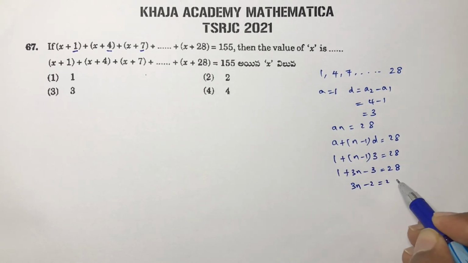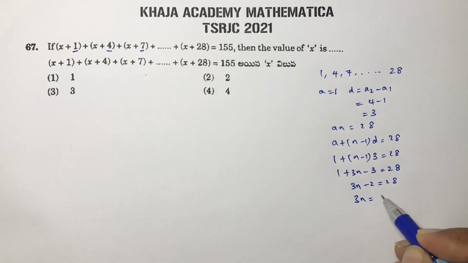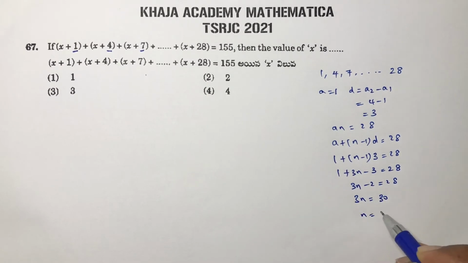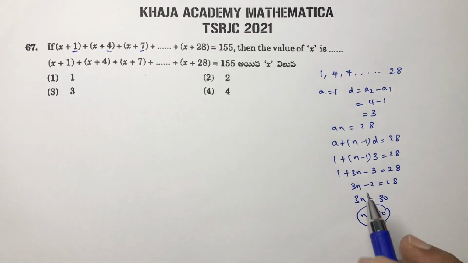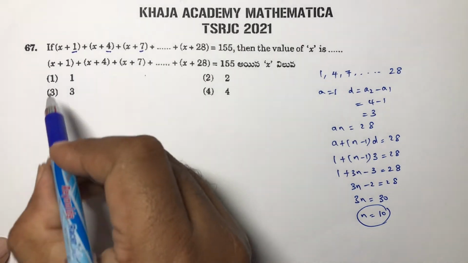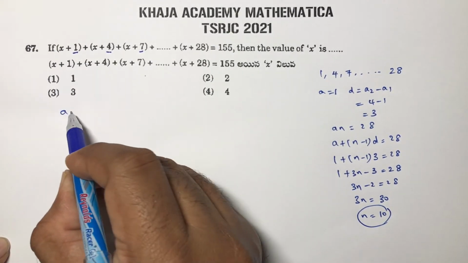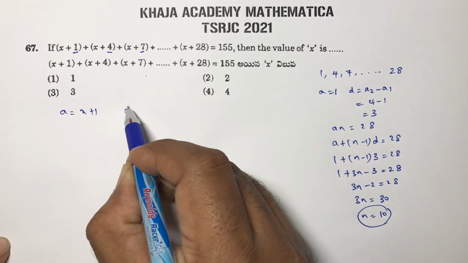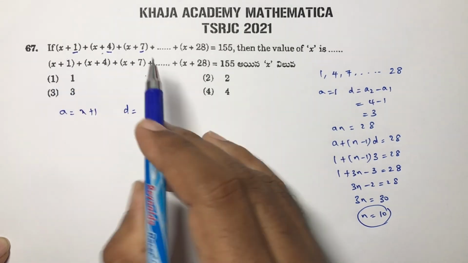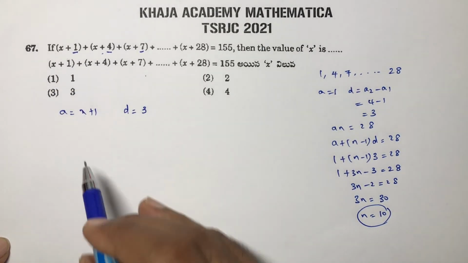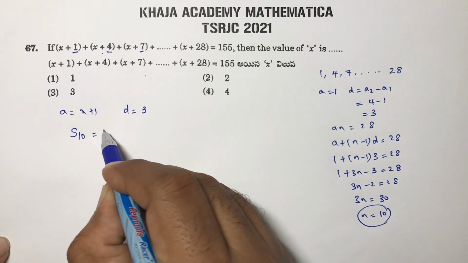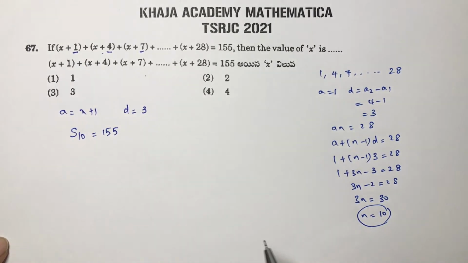3n minus 2 is 28. 3n equals 28 plus 2, 30. So n equals 10. So there are 10 terms. If you take this series as it is, the first term is x plus 1 and the common difference, a2 minus a1, you'll get 3 only. So the sum of 10 terms is 155. We need to find x.